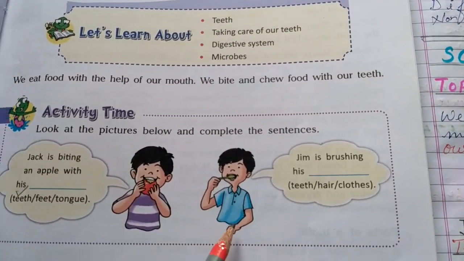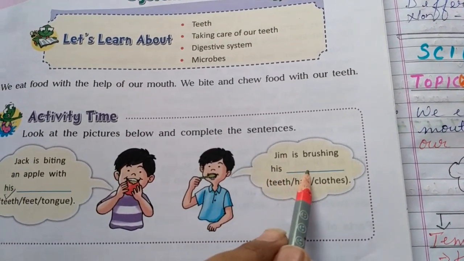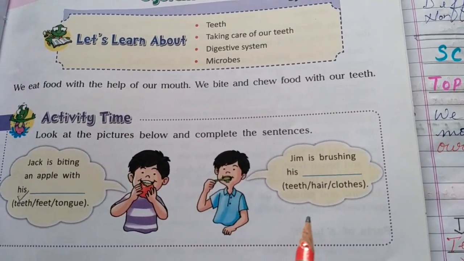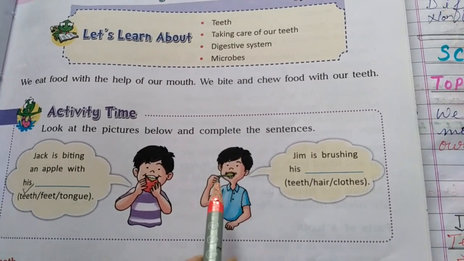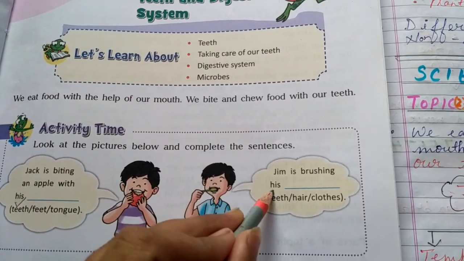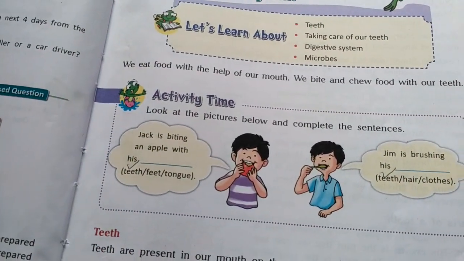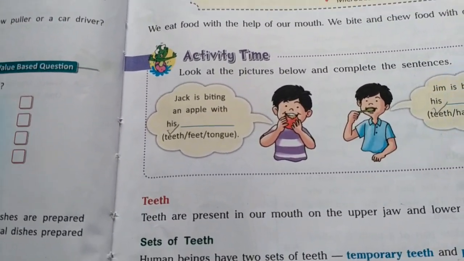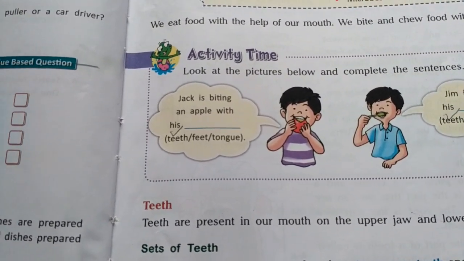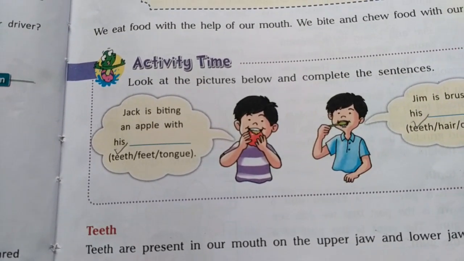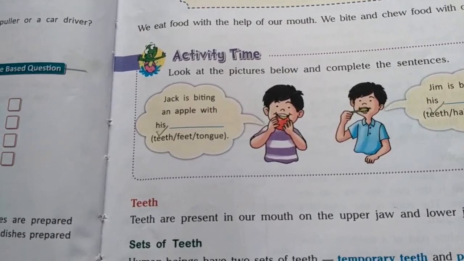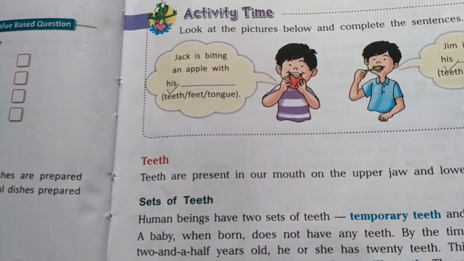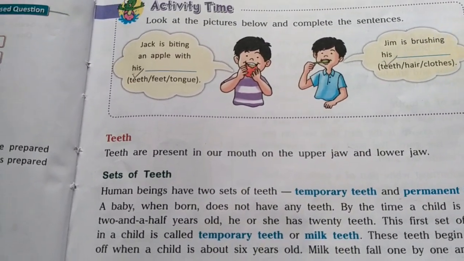Let's see the second boy. His name is Jim. Jim is brushing his. Options are teeth, hair, clothes. So what is he brushing? Obviously he is brushing his teeth. You also brush your teeth, no? When you get up in the morning, then your mama asks you to go and brush your teeth. Okay? So we all should brush our teeth properly twice a day. One in the morning after getting up, and the second time before going to bed at night. We will study that later on in detail.